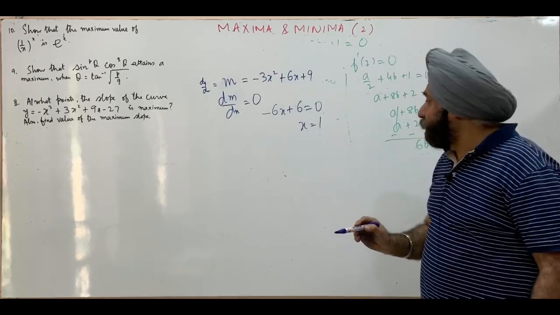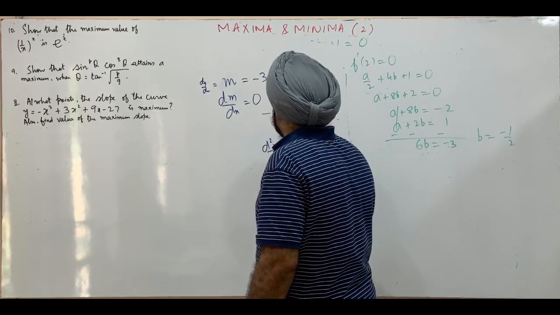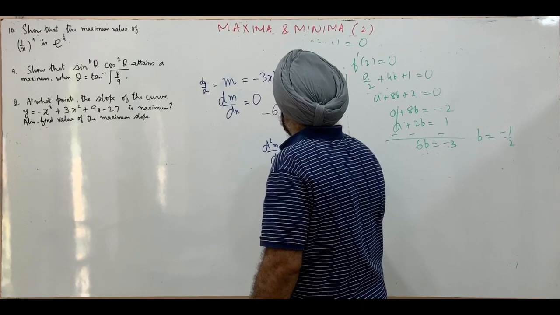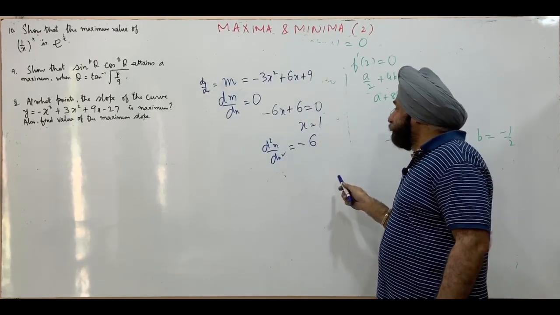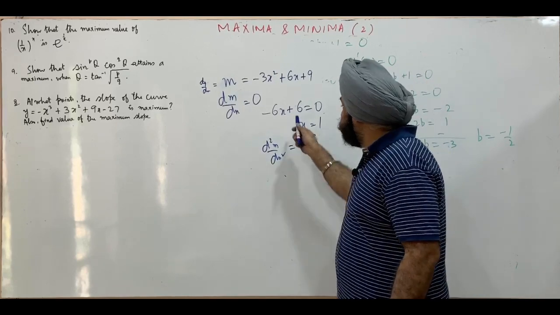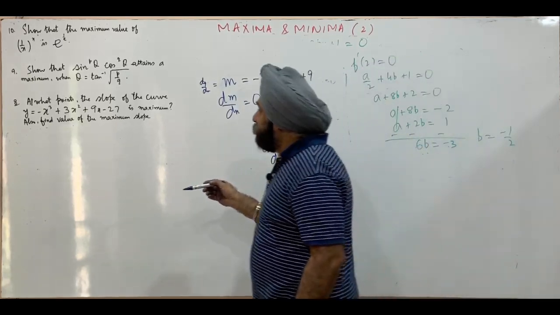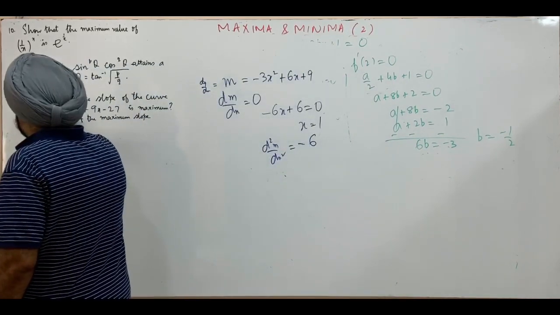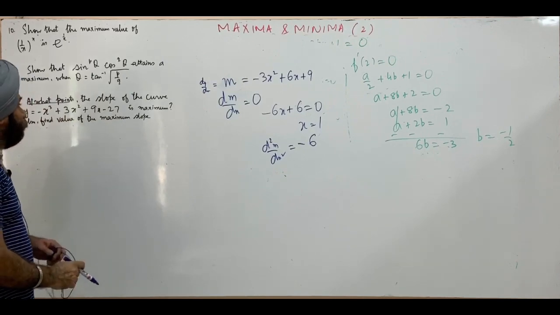This is the critical point. Next we find out the second order derivative. The second order derivative is minus 6. So irrespective of x, this is coming negative. A negative sign of the second order derivative means it's a point of maxima. So we have to find out the point. So slope is maximum at x is equal to 1.